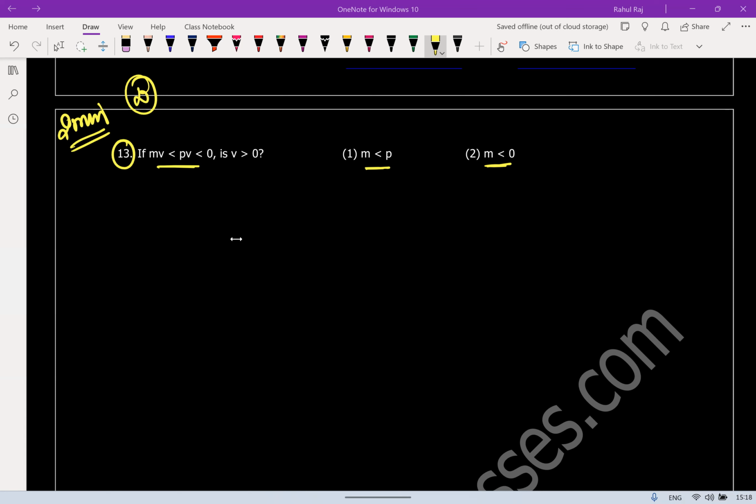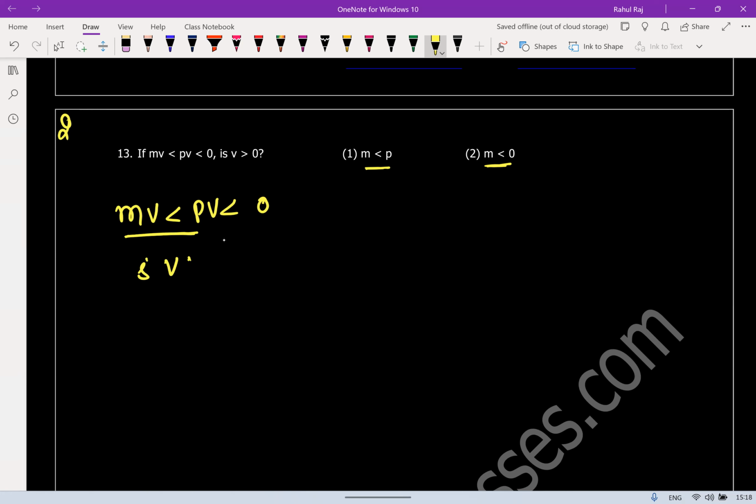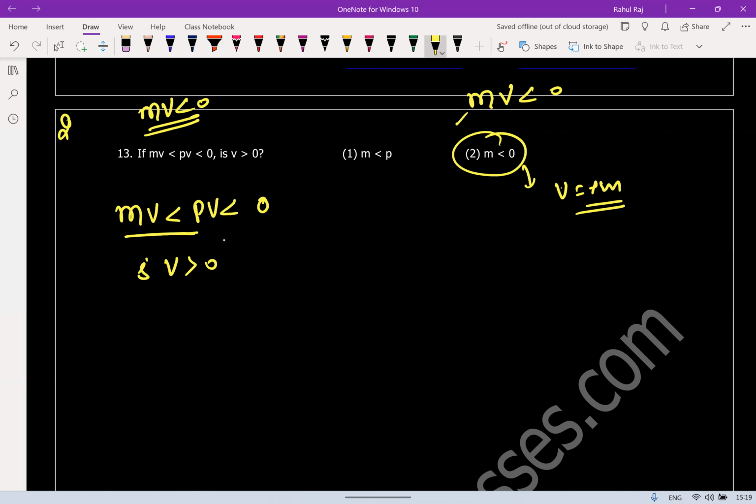Sudarshana, answer? So what does it say here? Check. It says MV is less than PV is less than 0. This is given to you. Now the question is asking, is V greater than 0? Straight away, I'll go to statement number 2 because this looks very easy. What is given to me? MV is less than 0, right? This is given in the question. If MV is less than 0 and M is negative, V has to be positive, yes or no? Right. So sufficient. In 1 second.